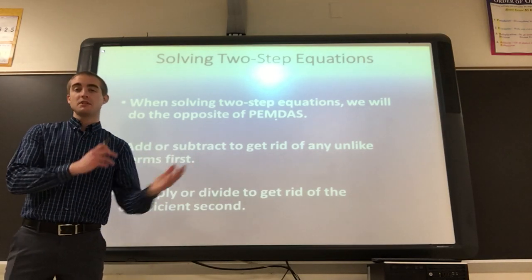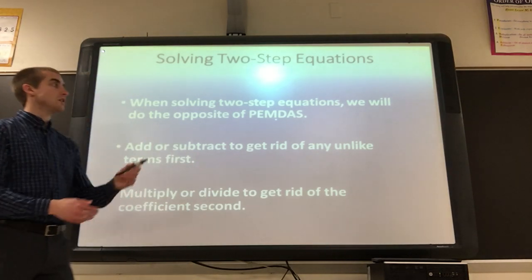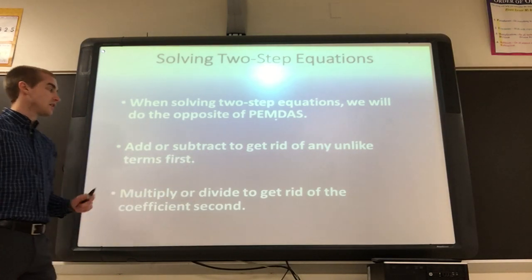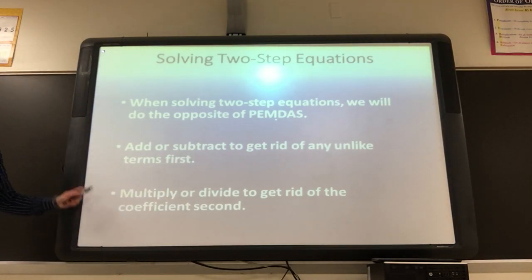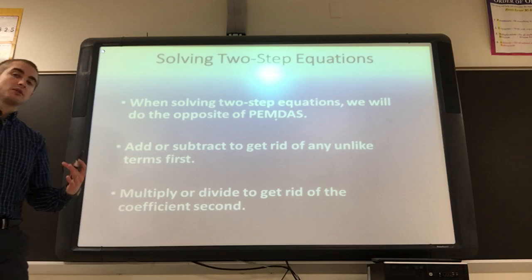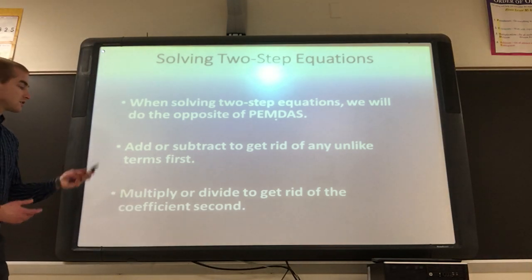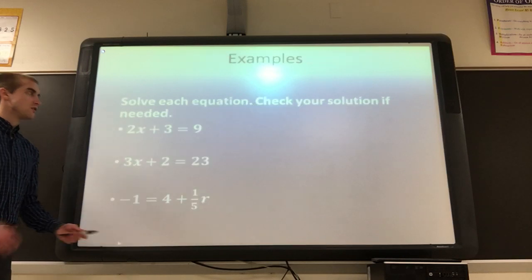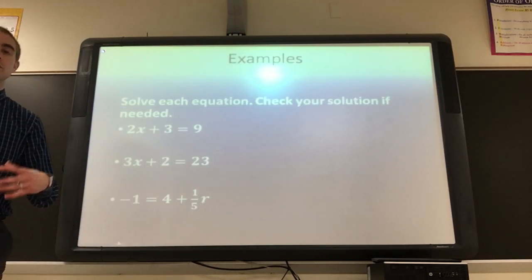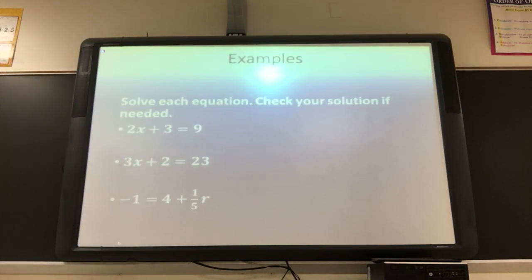So we're going to do the opposite of PEMDAS, which means we need to add or subtract first to get rid of any unlike terms. And then we'll multiply or divide to get rid of that coefficient, the number that's in front of the variable. Okay, so we'll look at a few examples. Once we start to do a few of these, because we've practiced solving equations so far, it's not going to be too hard to catch on.